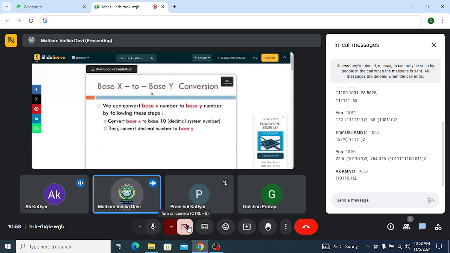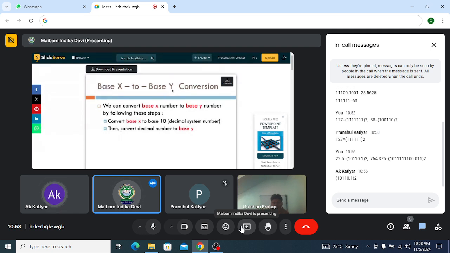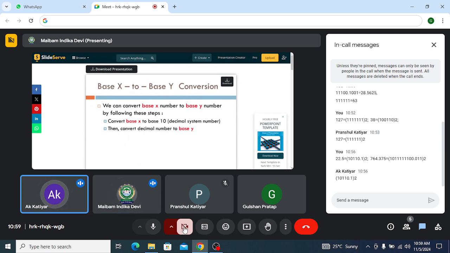Okay, so if you want to convert from a particular base system to another base system, you can convert from that base x to decimal number first, and then again from decimal you can convert to base y. Clear? This is one way. Suppose you want to convert from octal to hexadecimal. You first convert the octal number to a decimal number. We have done that, right? Then whatever decimal number you get, you can convert it into hexadecimal. Clear?